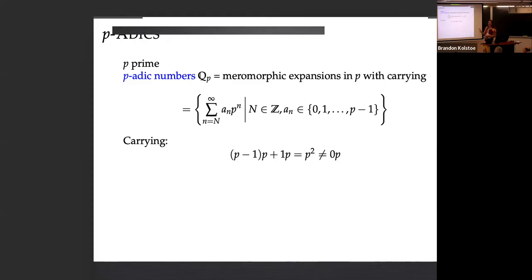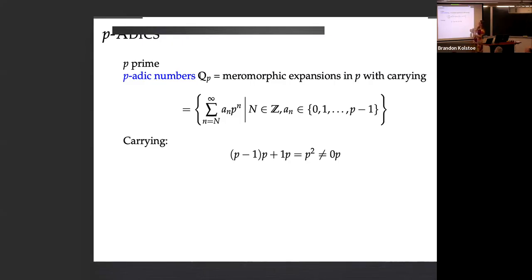So we're going to fix a prime p, and we are going to define the p-adic numbers as Laurent expansions in p with carrying. What do I mean here? A Laurent expansion means I have some coefficients and some powers of p, and the powers of p can have a finite number of negative exponents and possibly infinitely many positive exponents. Then I'm going to choose these coefficients to be between 0 and p minus 1. This choice of coefficients between 0 and p minus 1 might make you think we should be adding mod p, but we're not.